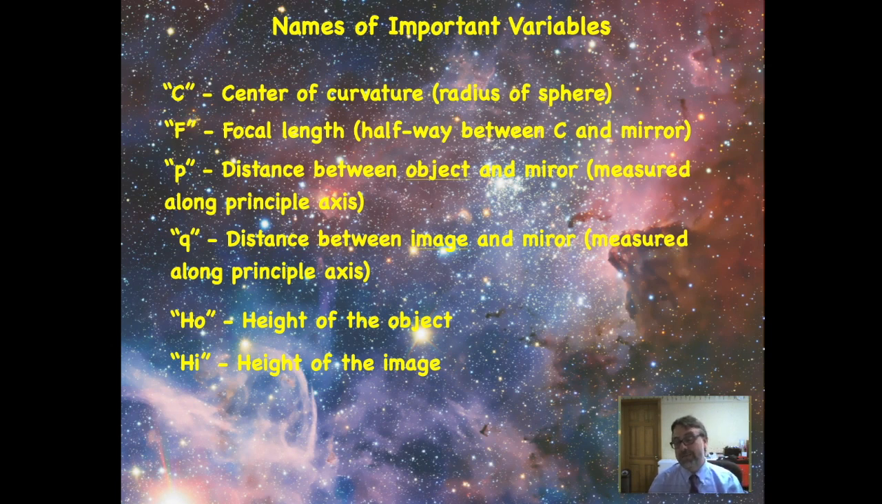And again, some books would refer to Q as DI, that is distance to the image. So you might see that out there on the web. HO stands for the height of the object, where HI stands for the height of the image.